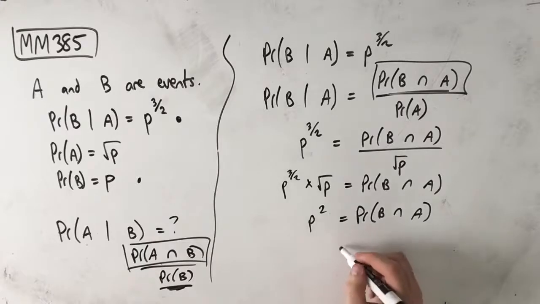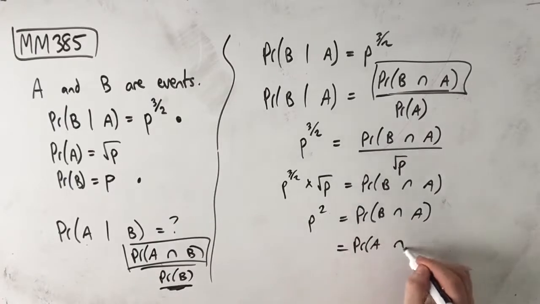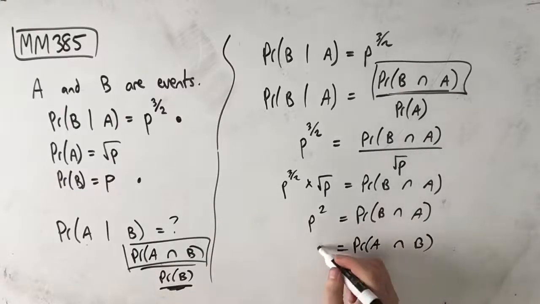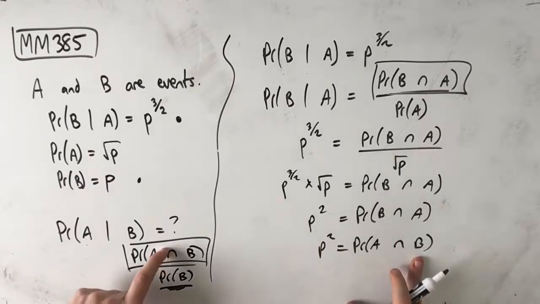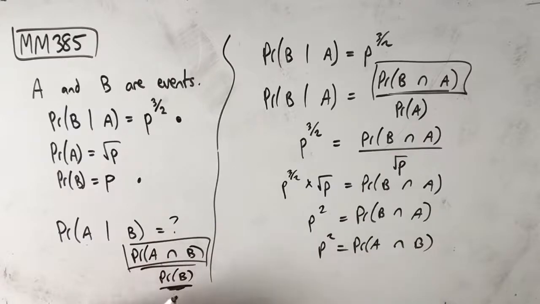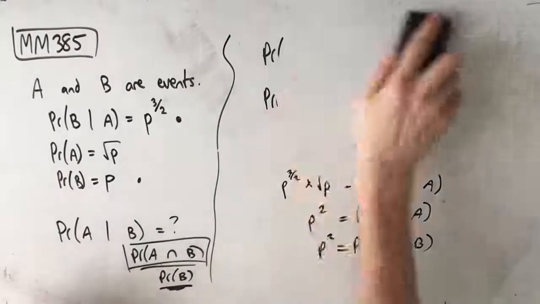Awesome. So this is actually the same as probability of A intersect B, right? It's the same thing as I explained before. So p squared equals probability of A intersect B, which is this bit here, which gives us everything that we need to figure out what A given B is. So, let's rub this out.